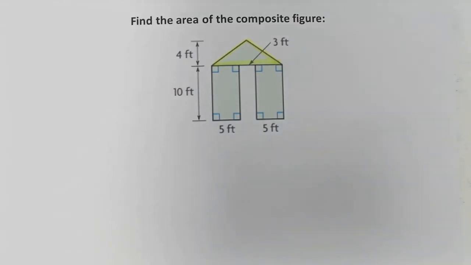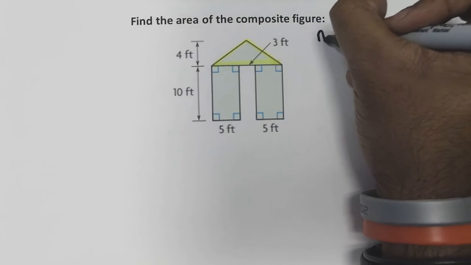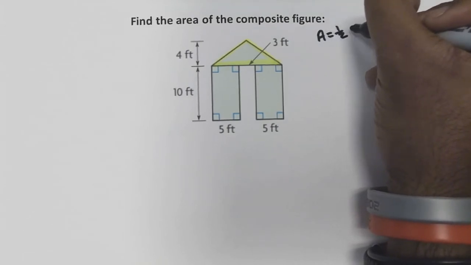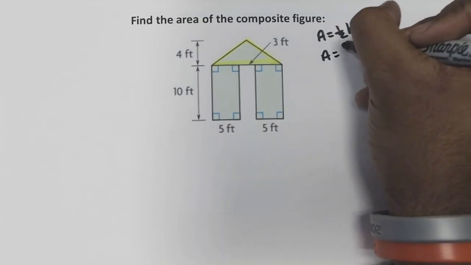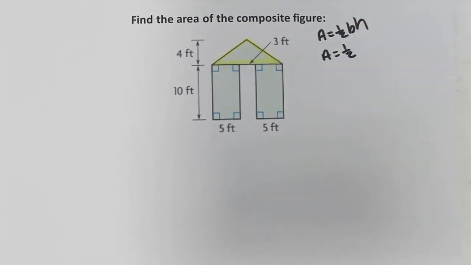Let's start with our triangle. So let's start finding the area of a triangle. So I know my formula, area equals 1/2 times base times height. I can go ahead and start substituting what I know. So my area, what's my base? This is a good one. What's my base?